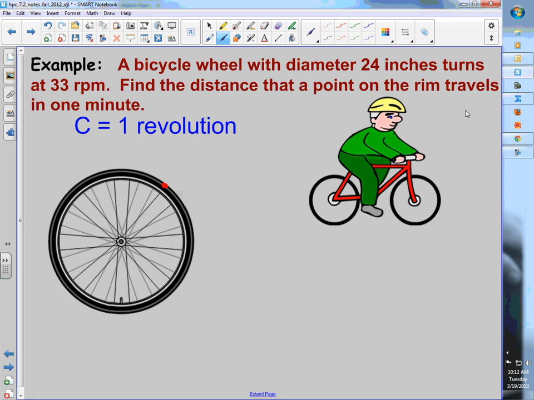So how far did it travel in one revolution? It's called circumference, right? It makes it sound smarter.